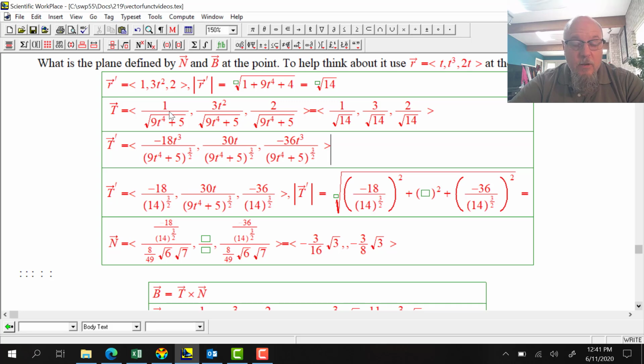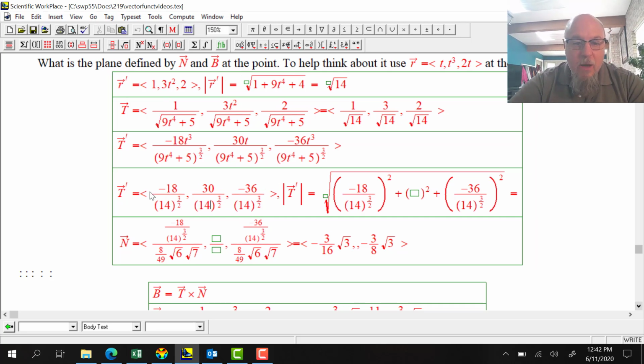Okay, so I need T prime, so I differentiated each one of these pieces with respect to time, and now I've got T prime, still as a function of time. I need this at the point 1, 1, 2, so t is equal to 1. So I'm taking my formula here, and I'm making t equal 1. So all of these brackets will be 14 and minus 18, 1 to the 3. That'll be 30 times 1, and this will be 14. So now I've got the T prime evaluated at that point.